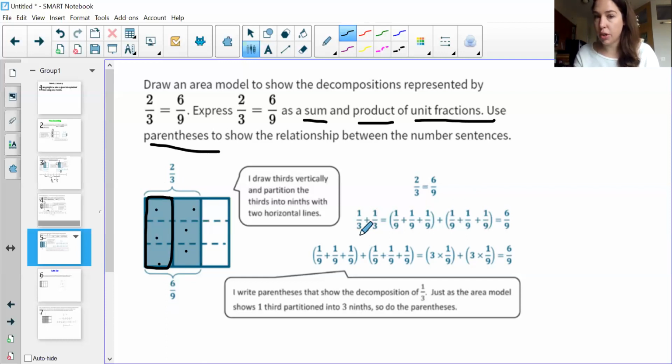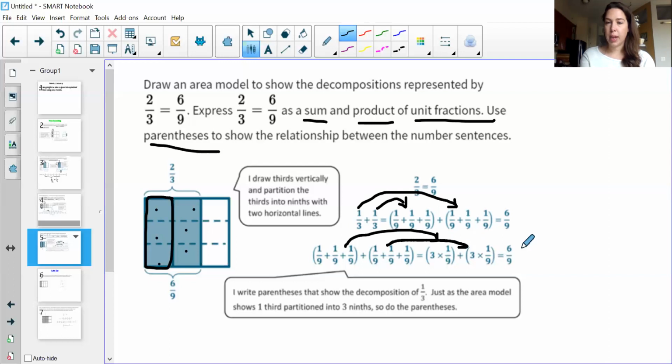So I have 2/3, 2 1/3, and each third is equal to 3/9. So that's the parentheses. That's what I put in the addition sentence. Then I have another 1/3, and that's equal to 3/9. Altogether, I have 6/9 shaded. Now we can write that as a multiplication sentence. 1/9 plus 1/9 plus 1/9, you can rewrite that as 3 times 1/9. We did that twice. And that equals 6/9.